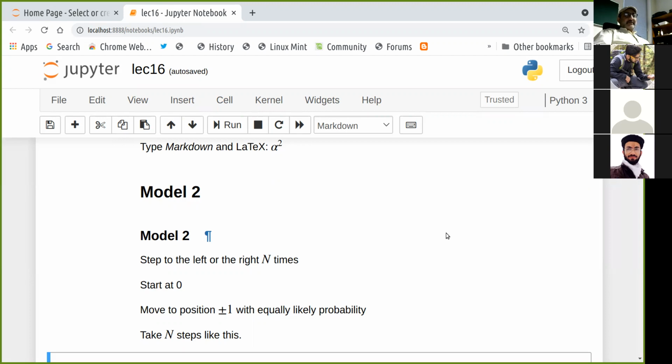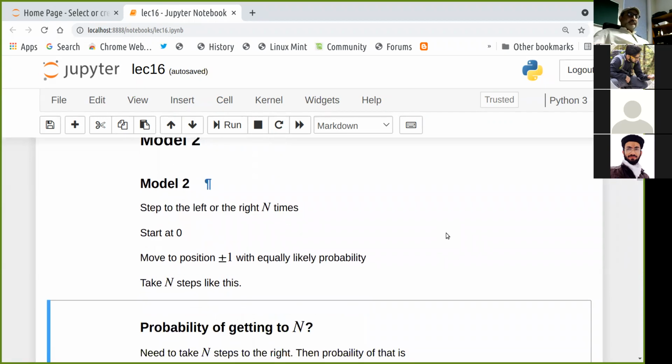So any questions about that? Okay. So let me ask you. Supposing we took n steps randomly, either to the left or to the right, with equal probability. What is the probability that after n steps, you are at position +n? Starting from 0, after n steps, you're at position +n. What's the probability of that?